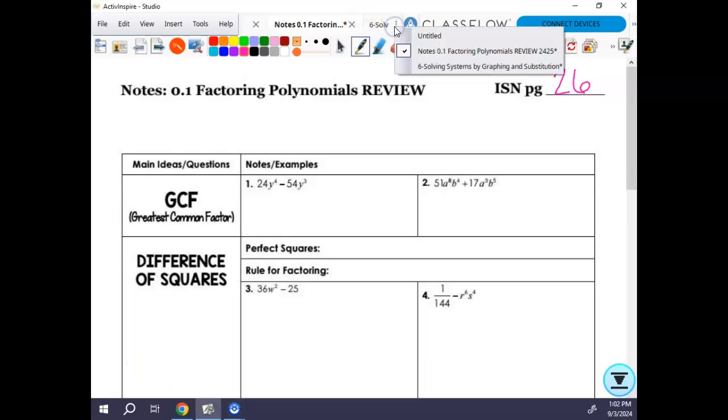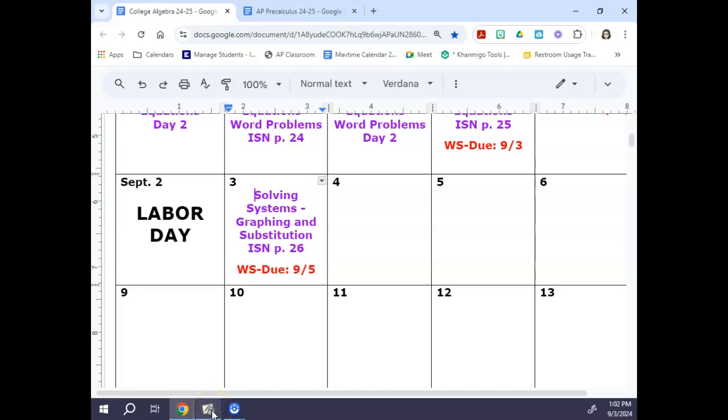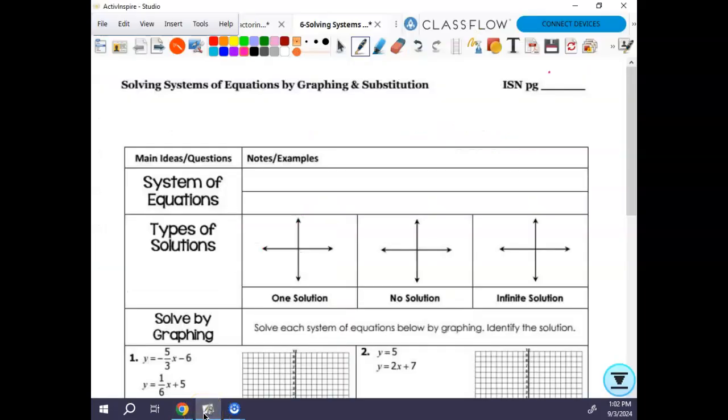Wrong stuff. Hang on. Here we go. This is what we're actually doing here, and I guess it's going on the same page. Yeah, page 26. Okay, I just have the wrong thing up.